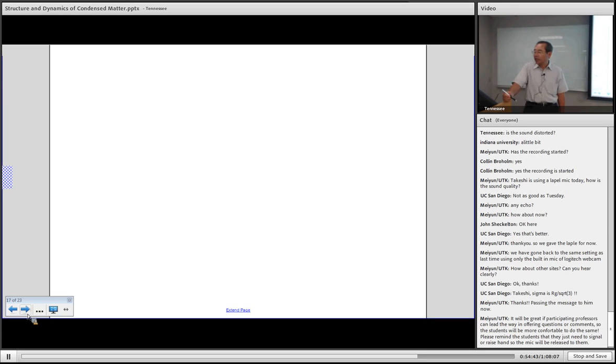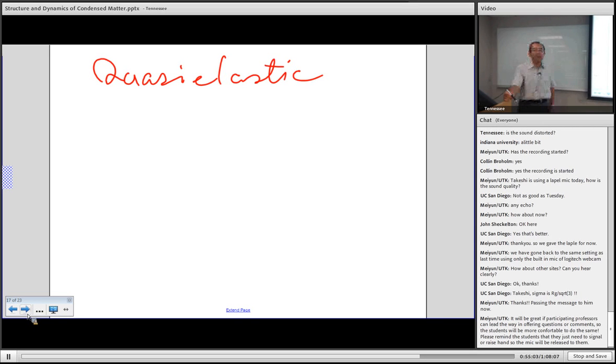So in a nutshell, what happens is quasi-elastic scattering. Something in between elastic scattering and inelastic scattering. Okay, whenever you see something like quasi, you have to be careful. You have to know exactly what you're talking about. Otherwise, you're fooling yourself.